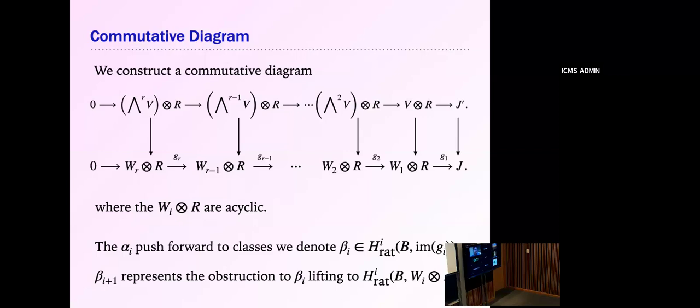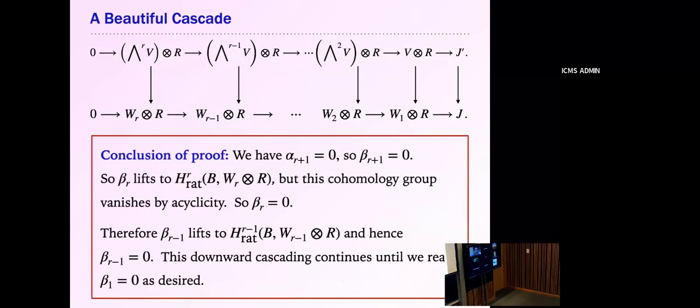So, right, the classes aren't in H^i of these modules, remember. They're H^i in the images of these maps. And similarly, beta I is in the H^i of the image of G_R, right? And so if you want to lift the class in the H^i of the image of the map to the H^i of the actual module, the obstruction to that would be what beta I plus 1 is. So now we can finish the argument. This is what Julia referred to. I call this a beautiful cascade.